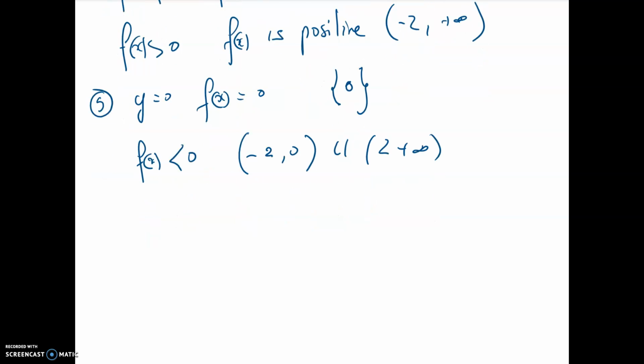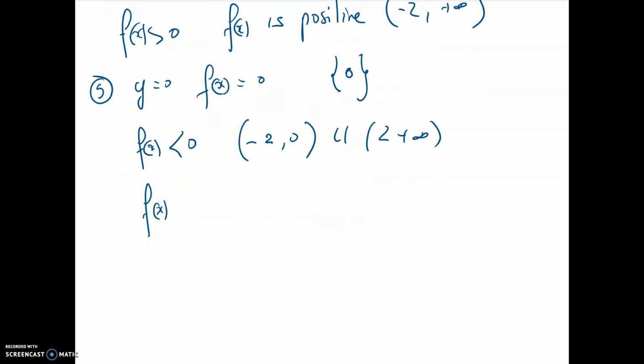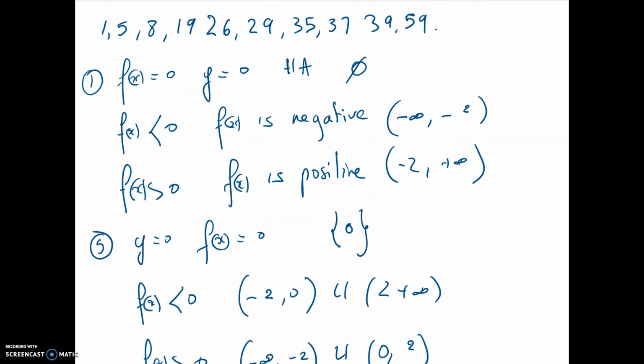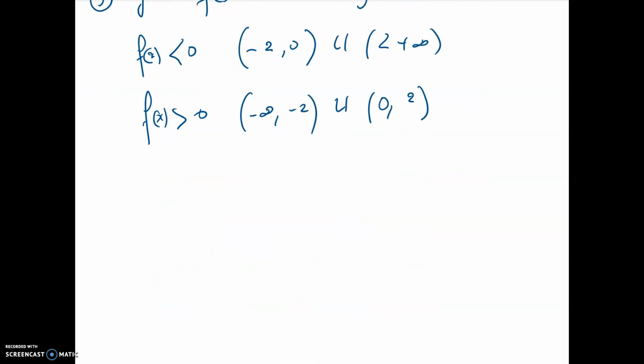And finally, if you look at the function f of x positive, you will see from negative infinity to negative 2, union 0 to 2. These are the two sets of values of x where you will find a value of y positive. After problem number 5, we need to do problem number 8. It's the same idea, and let me graph problem number 8 like this. You will have visually the graph in front of you, just in case.